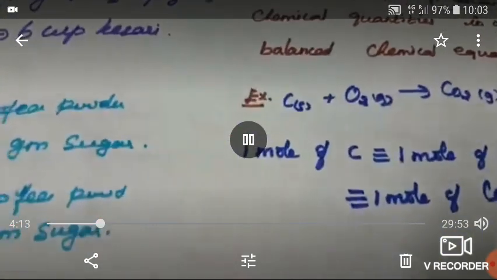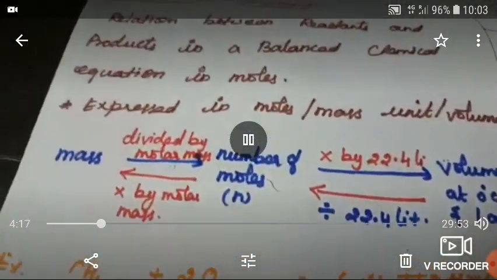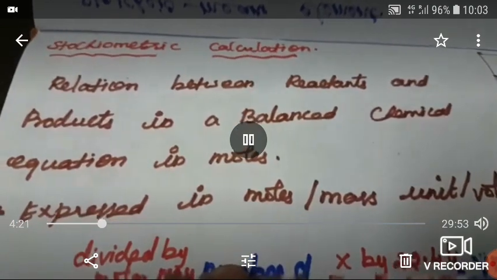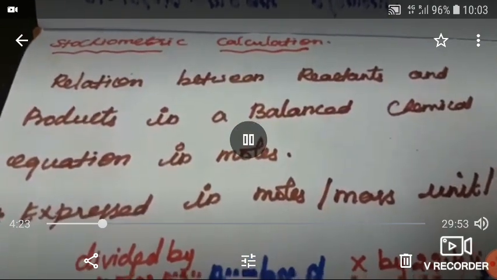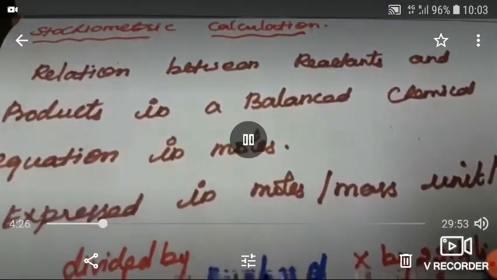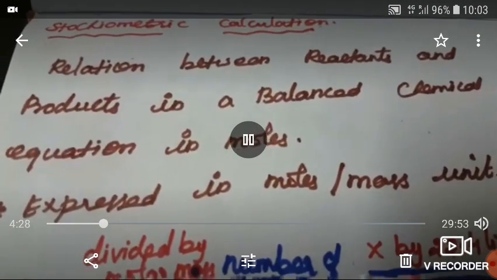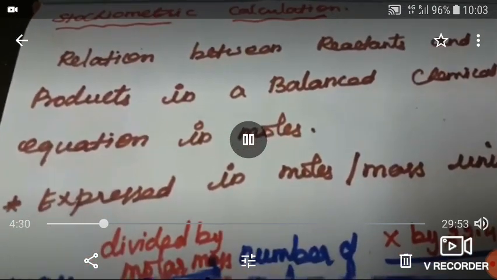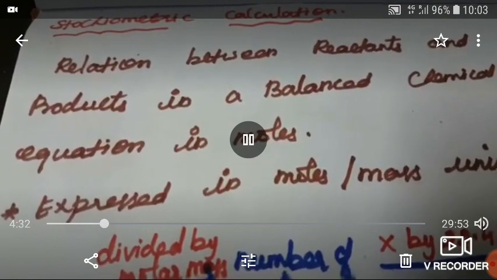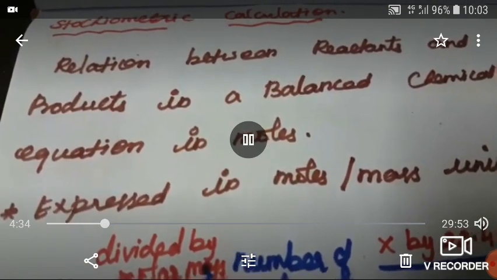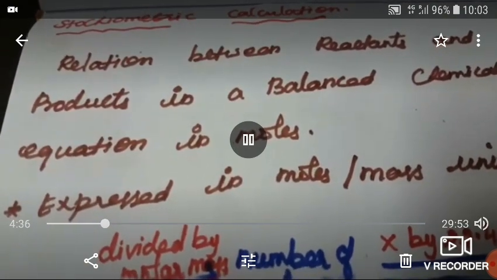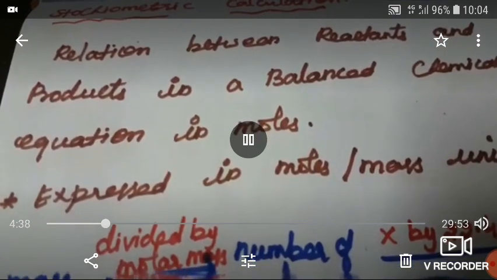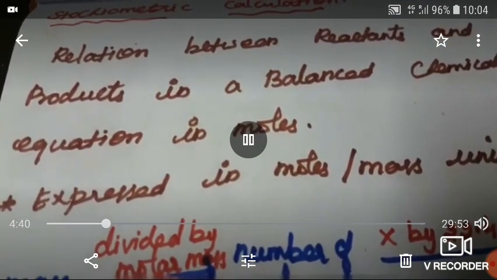So next we are going to see one example of how to calculate stoichiometry. First we understand the relationship between the reactant and the product in a balanced chemical equation in moles. First we are going to see what is meant by reactant. So the relationship between the reactants and products in the balanced equation is expressed in moles and mass units.